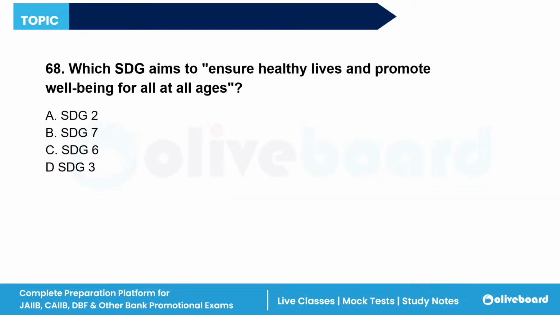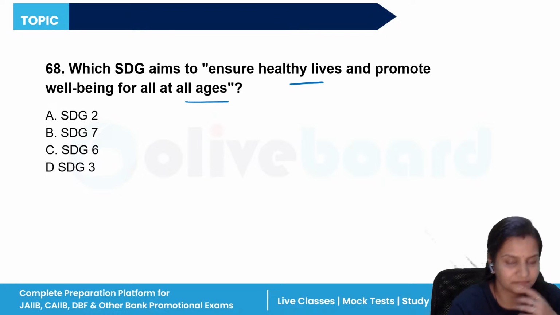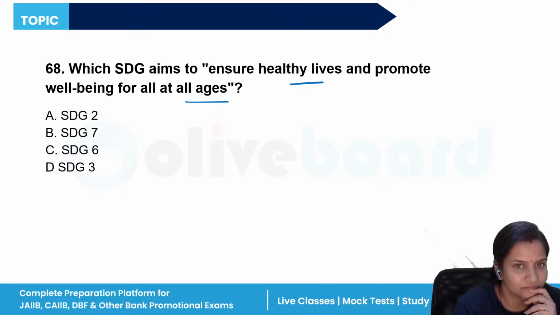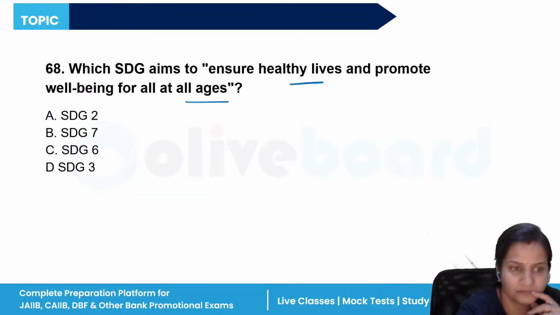Now, which SDG aims to ensure healthy lives and promote well-being for all at all ages? Ensure healthy life, that is well-being. It is the third goal. Clear?